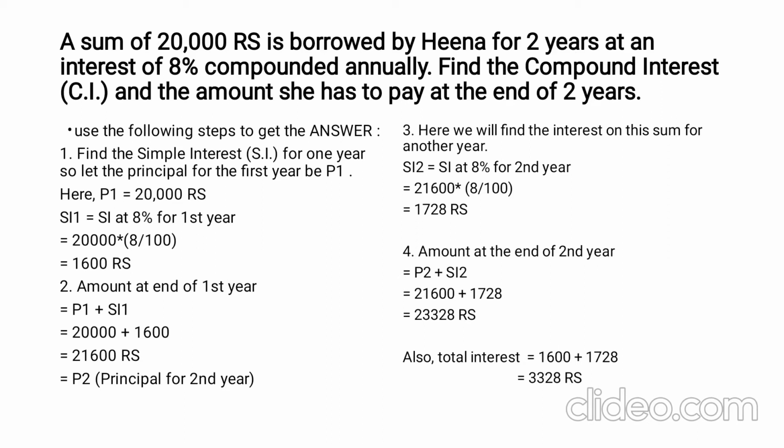1,728 rupees. Now, in order to find the amount for second year, we will have to add principal for second year and interest for second year, that is 21,600 plus 1,728, which gives us the total amount as 23,328. Also, the total interest is equal to 1600 plus 1728, which gives the total interest as 3,328 rupees.